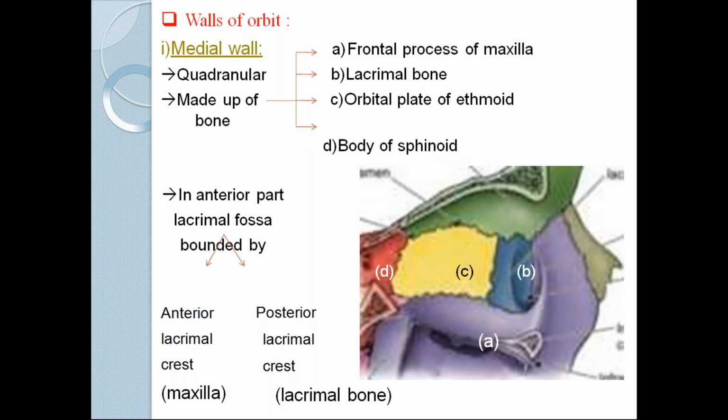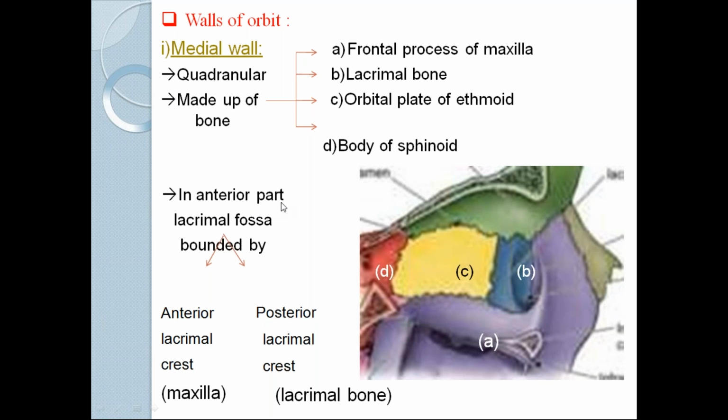Sorry, somehow I missed this slide. So this is about the medial wall I'm talking about. The walls of the orbit, the first one is the medial wall. It is a quadrangular wall made up of 4 bones: the frontal process of the maxilla, lacrimal bone, ethmoid bone, and sphenoid bone. So maxilla, lacrimal, ethmoid, and sphenoid. These are the 4 bones by which the medial wall is formed.